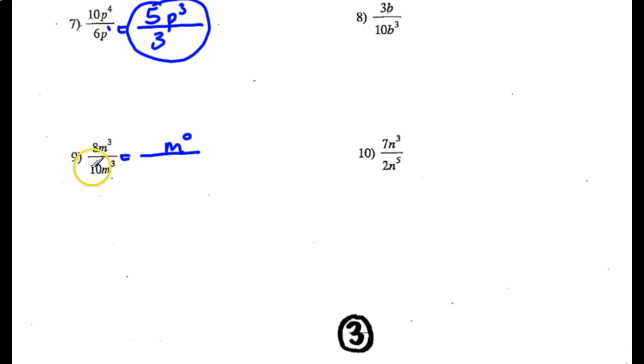8 divided by 10, I can't do that, but I can simplify it. I can divide both of these numbers by 2 again. So the top number, 8 divided by 2, turns into a 4. The bottom number, 10 divided by 2, turns into a 5.